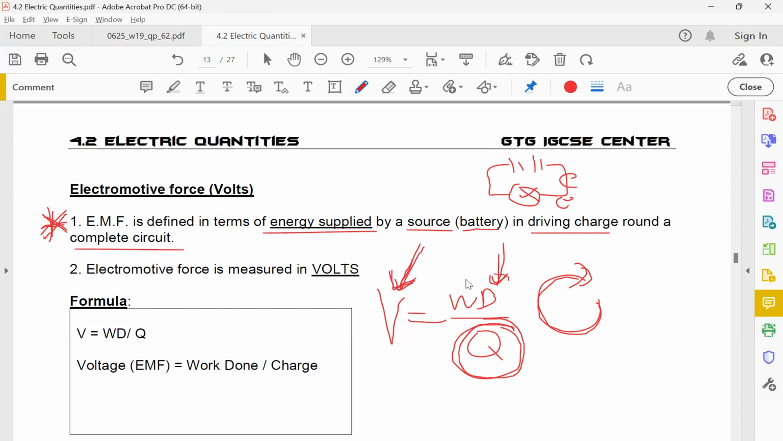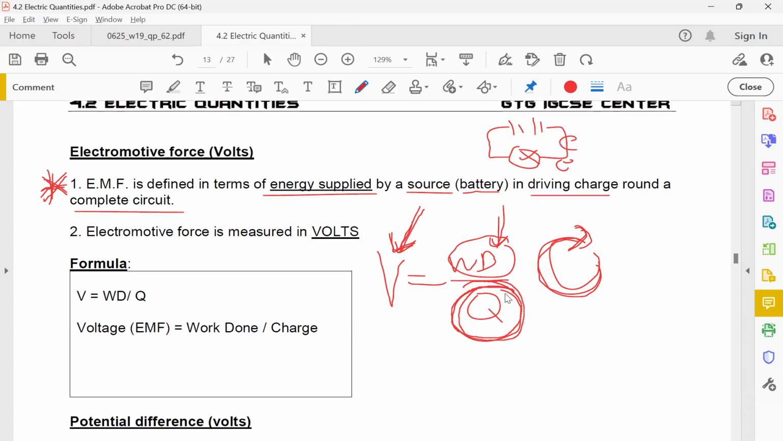Electromotive force is the work done or energy needed to drive 1 coulomb of charge around the circuit. Justin, explain to me again what's electromotive force, the definition. Excellent, very good. That's correct. Okay, please copy down the formula first.